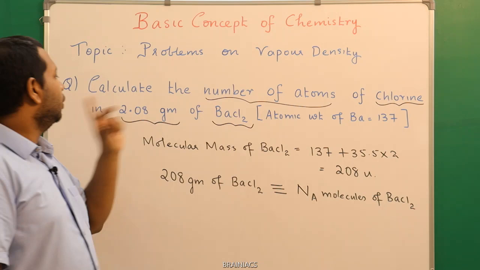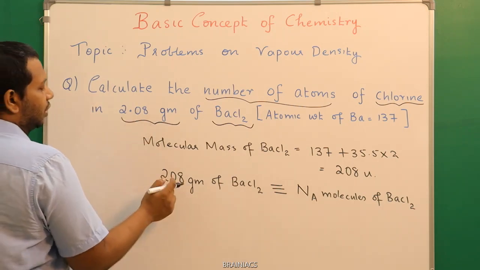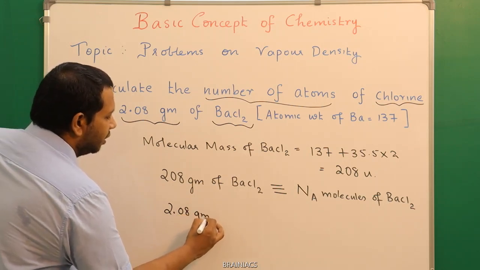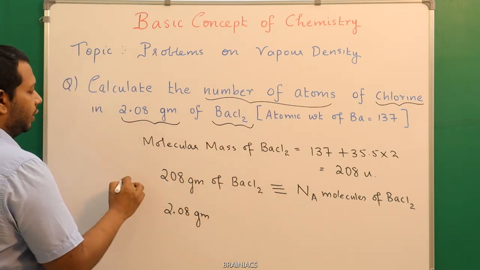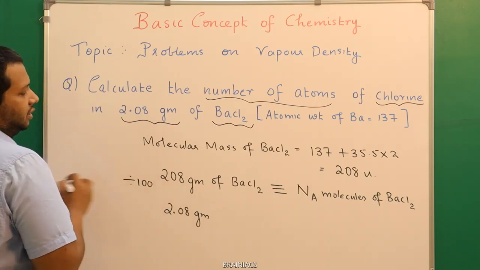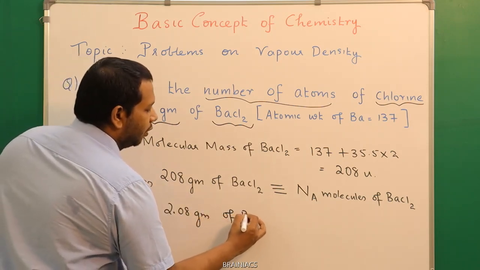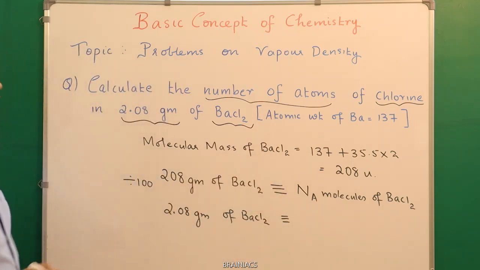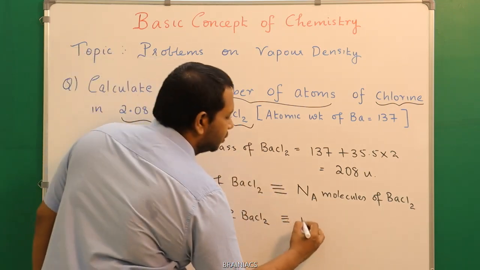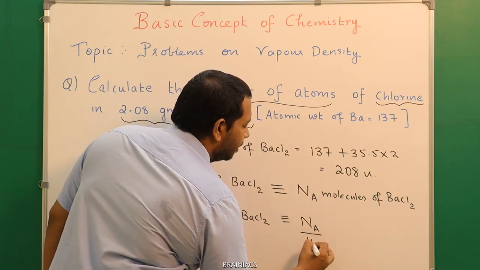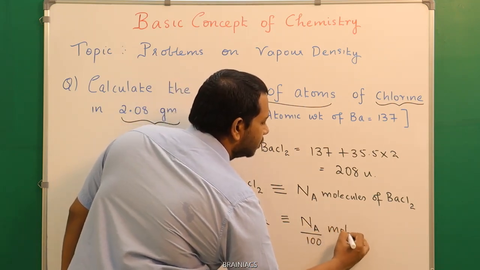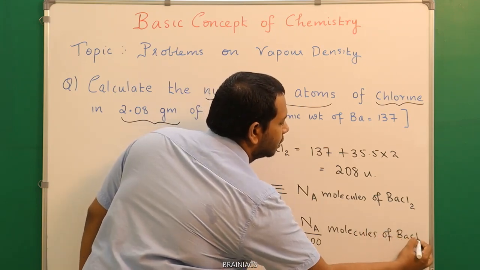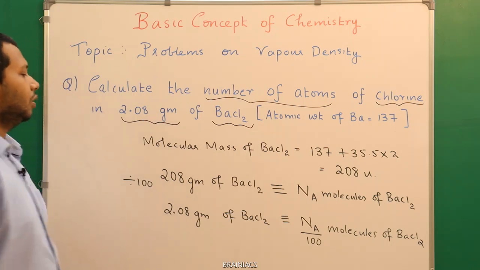That is 2.08 gram. Now the question is how to convert 208 to 2.08 gram. To convert 208 to 2.08, divide by 100. So 2.08 gram of barium chloride. When you divide on the LHS, do the same thing on the RHS. So divide by 100. So this will become Na by 100 molecules of barium chloride. Correct? So I got the number of molecules.